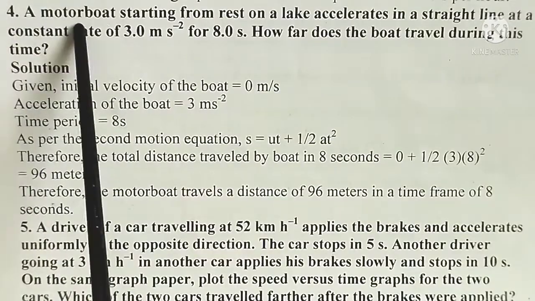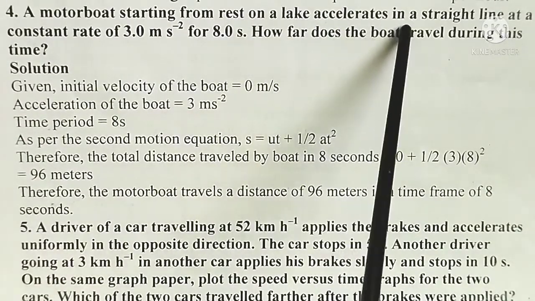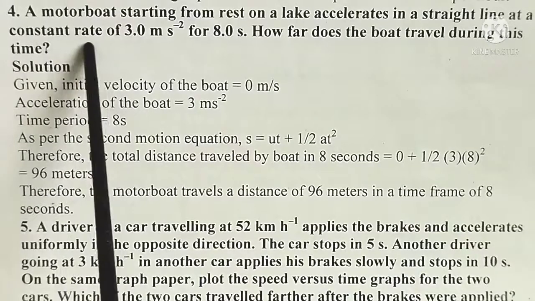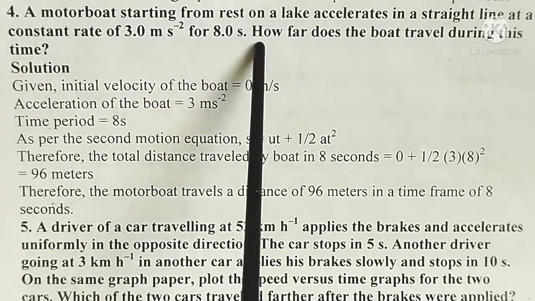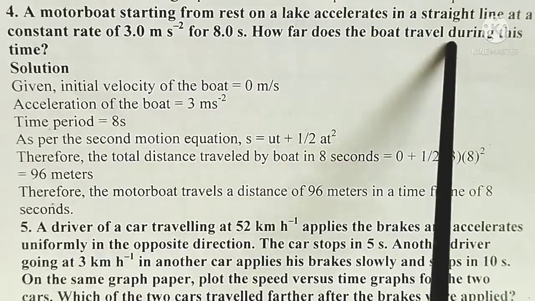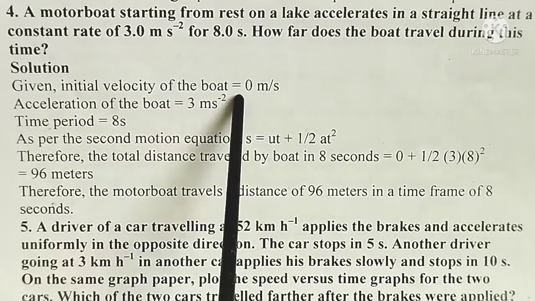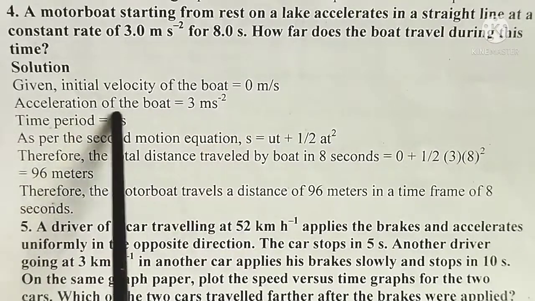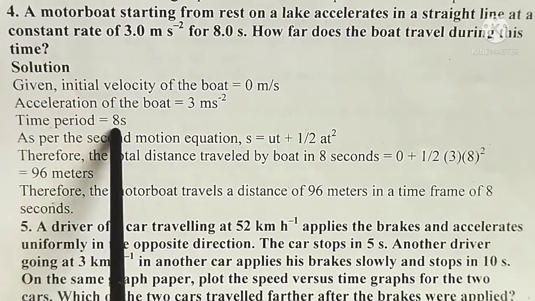Fourth one: a motor boat starting from rest on a lake accelerates in a straight line at a constant rate of 3 meters per second squared for 8 seconds. How far does the boat travel during this time? Solution. Given initial velocity of the boat is 0 meters per second. Acceleration of the boat is 3 meters per second squared. Time period is 8 seconds.